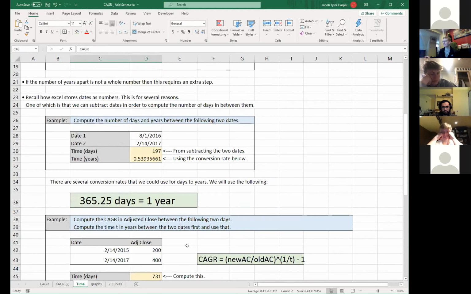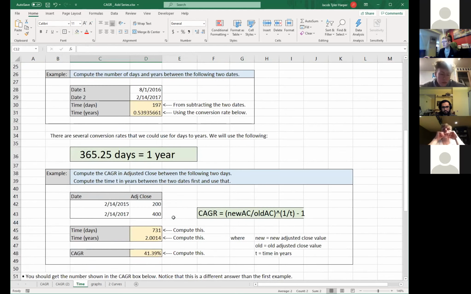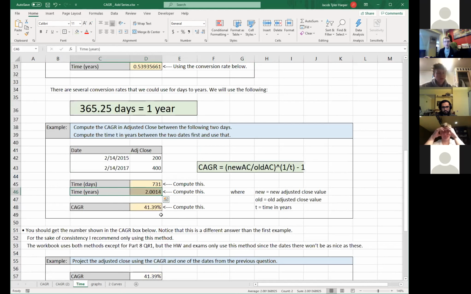Now, small problem. This answer, same example, is different from this answer. And the reason why is we used a different number of years, right? This was years 2. This was slightly more than 2. So which one is correct? Well, I would argue that they're technically both correct. It just depends on which method you use.